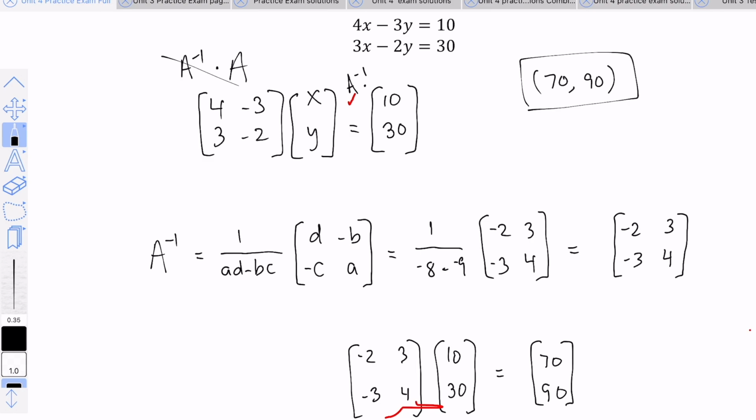And again, we can check this. 4 times 70 is 280. And 3 times 90 is 270. 280 minus 270 is 10. Here, 3 times 70 is 210. 2 times 90 is 180. 210 subtract 180 is 30. So it checks out.